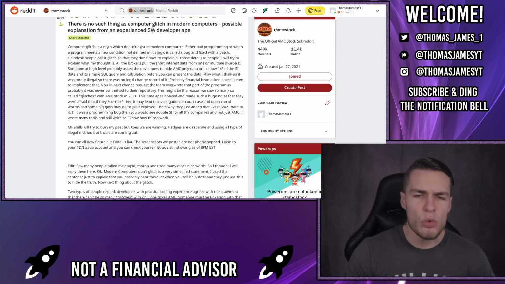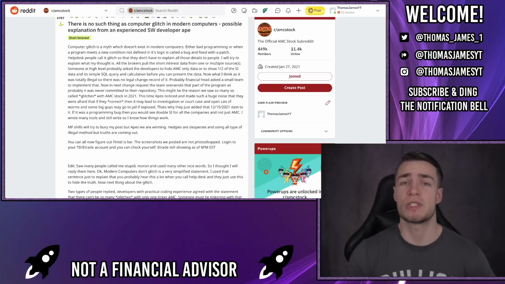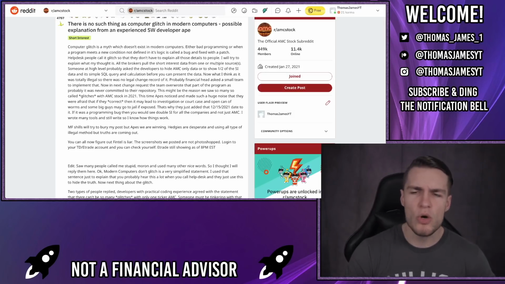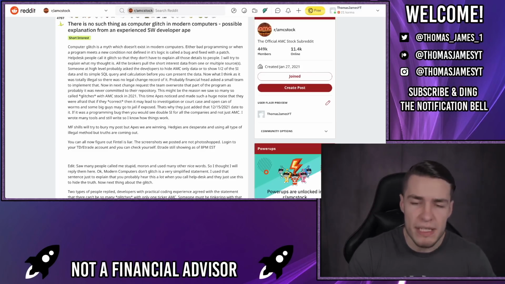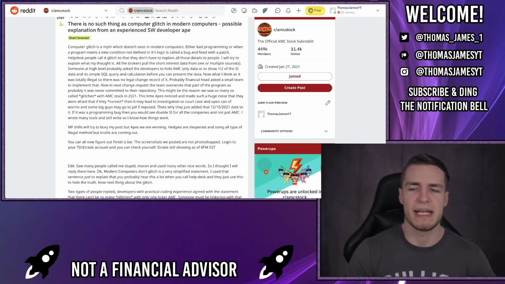So he starts by saying all of the brokers pull the short interest data from one or multiple sources, whether it's coming directly from the New York Stock Exchange or the Nasdaq, or whether it's coming from each individual prime broker and the trades that they've processed. He said somebody at a high level probably asked the developers that are pulling the data to hide AMC's data only, or to only show a half or a quarter or a tenth of the real short interest in its simple SQL query and calculation before you can present the data.